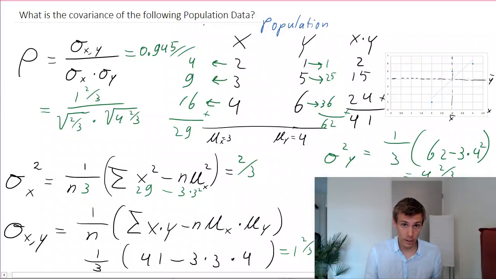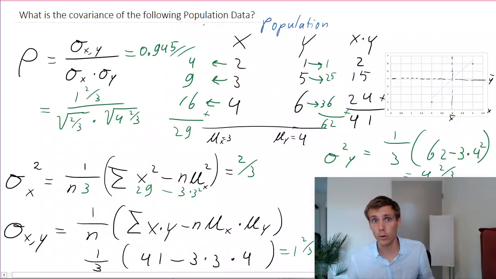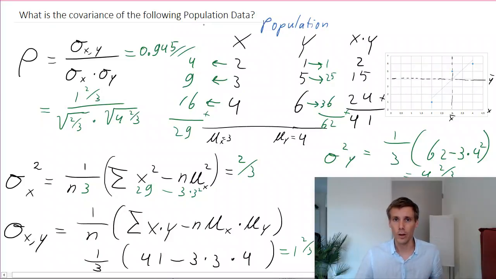So for covariance, it makes a difference to calculate the covariance for the sample or for the population. For standard deviation, it makes a difference to calculate the standard deviation for the sample or for the population. But for the correlation, in the end it doesn't matter, but for your teacher it's important that you use the right formulas, otherwise you can get a deduction of points. So always do it this way: use the separate formulas for the population, use the separate formulas for the sample. You will always get your full points.